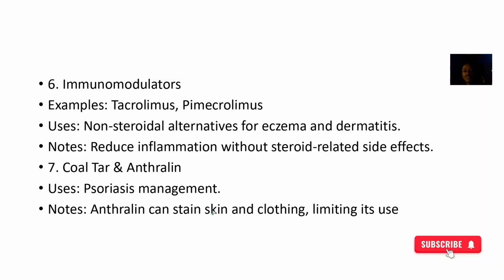Then we have the immunomodulators. These ones are basically given if it is suspected that it is your immune system that is overreacting. Do you understand? So I give some drugs that will basically keep the immune system in check, like tacrolimus and also pimecrolimus. Also sometimes coal tar and anthralin, mainly used for psoriasis treatment, can be used.